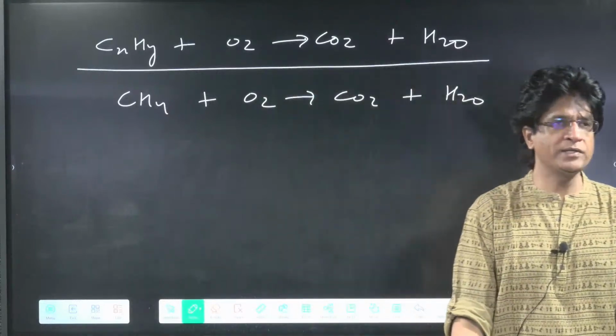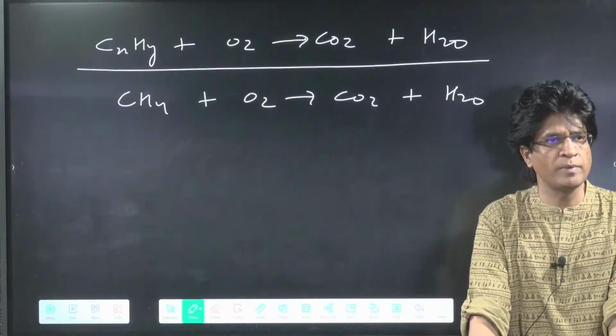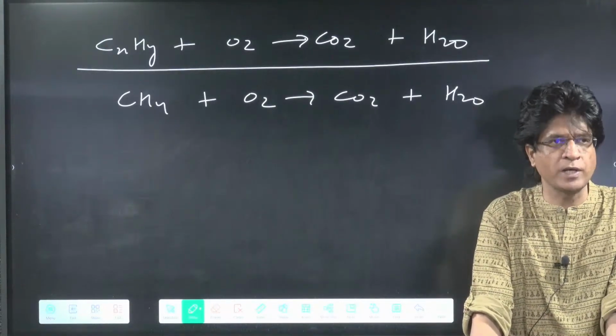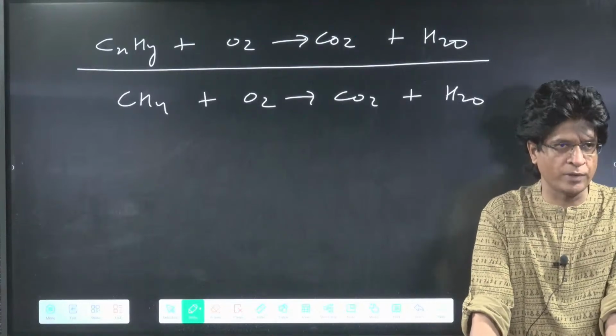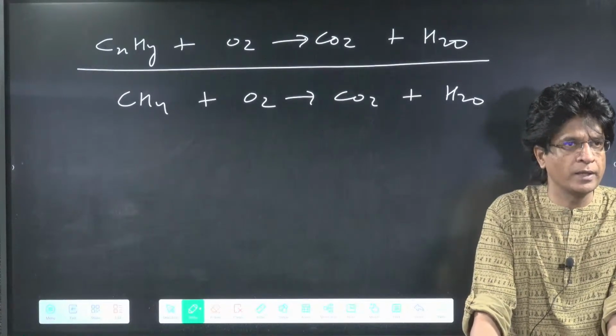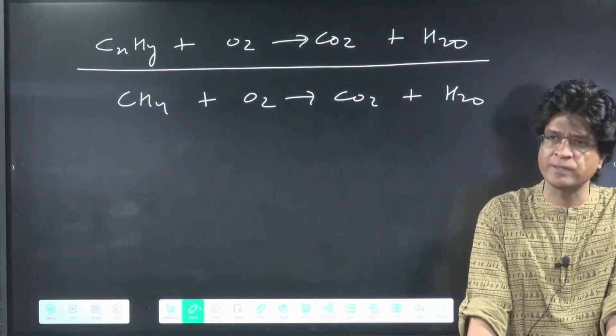In order to balance these kinds of equations, students, first of all, these are called combustion reactions. First of all, balance carbon. Once carbon is balanced, then try to balance hydrogen on both the sides. And then we'll balance oxygen. So let's learn by some examples.